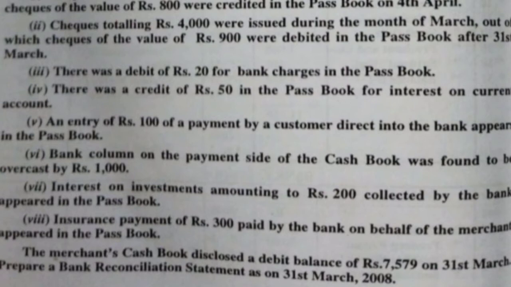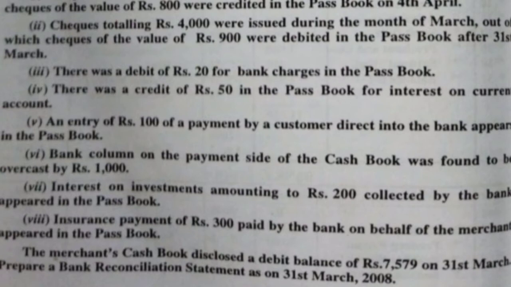Okay. On 31st March 2008, my cash book showed a bank balance of rupees 5,700. They did not give anything, either it is a debit balance or it is a credit balance. So we need to assume always it is a debit balance as per cash book. Debit balance as per cash book means it is always a favorable balance to the customer. Therefore, it is a debit balance as per cash book.